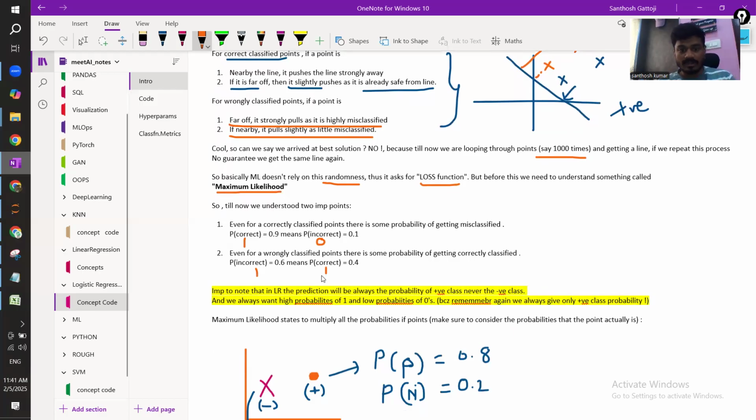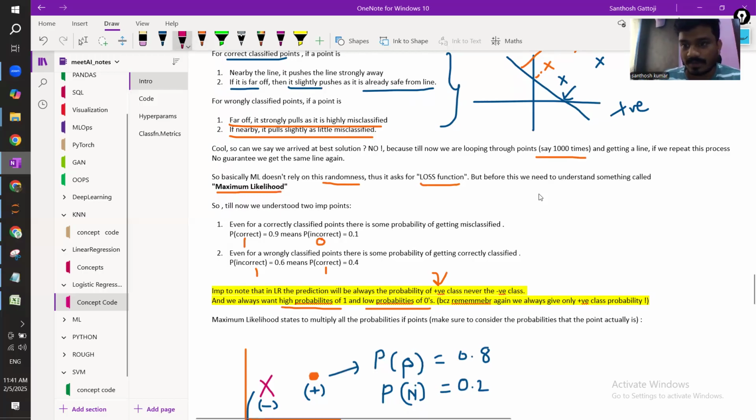But the fundamental thing is, it is always important to note that in logistic regression, the prediction will always be the probability of the positive class, never the negative class. So that's why what we always want is high probabilities of the ones class and low probabilities of the zero class. That means what?